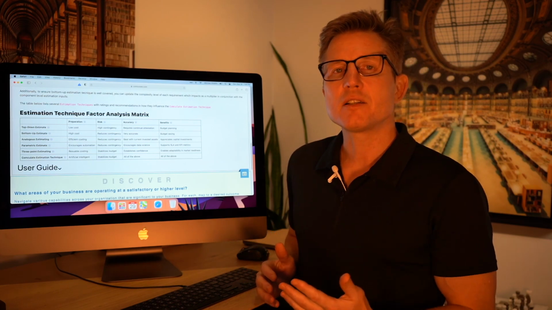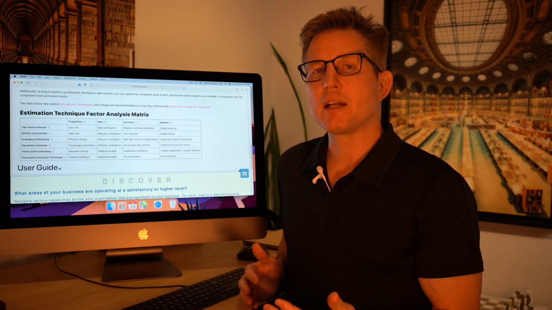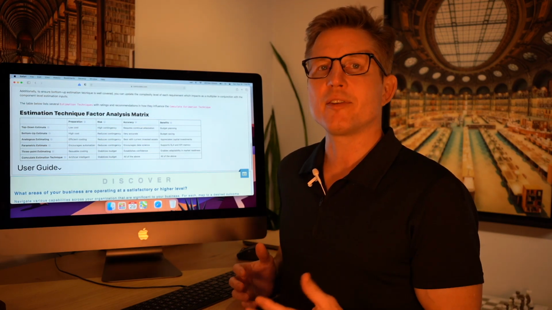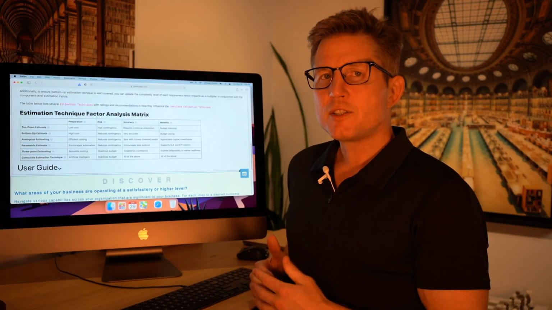The benefit of a top-down is you can quickly get your budget planning complete, which helps you get approval, helps you move forward, and provides confidence to onboard your teams and get working. So let's switch to the bottom-up.